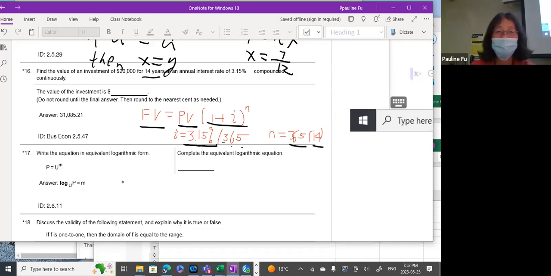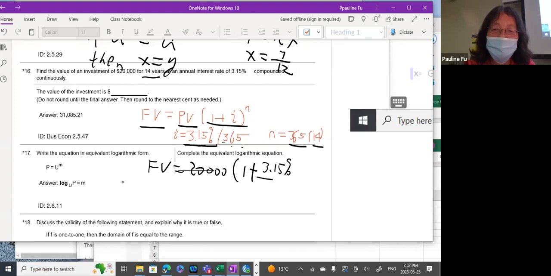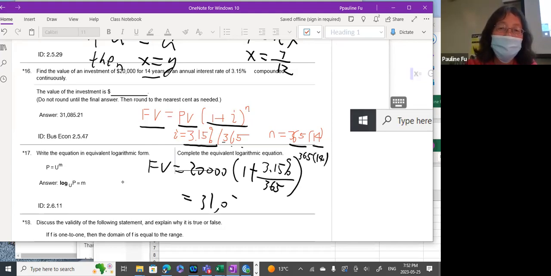Plug in all these numbers, you get the answer. The present value is 20,000. So F equal to 20,000 times 1 plus I, where I is 3.15% divided by 365, term n is 365 times 14. And this would give you this number. That is question 16. Questions?